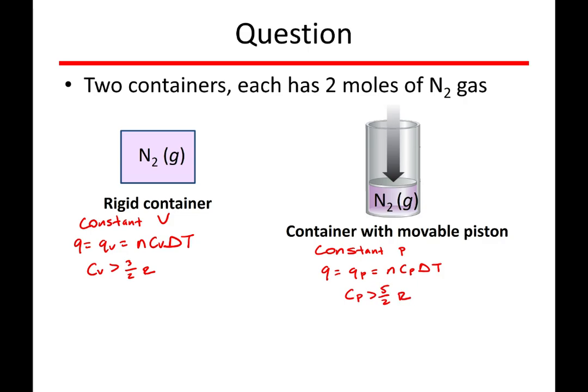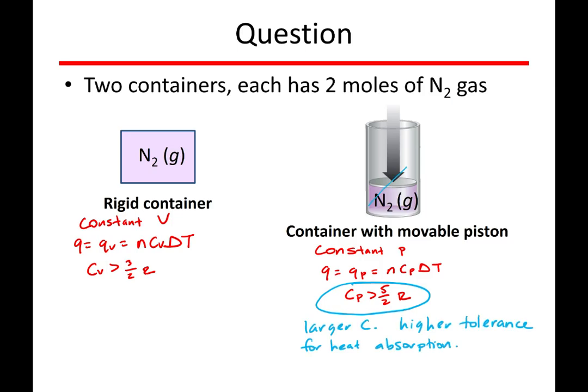Now, remember that heat capacity represents the tolerance for heat absorption that something has, right? And the greater the value of heat capacity, the greater the tolerance for heat absorption. So in the case of our gas that's being heated at a constant pressure, we have a larger heat capacity value and a higher tolerance for heat absorption. And so what we can say is that the nitrogen that's in the cylinder with the movable piston should be capable of absorbing more heat. This can absorb more heat. That's one way you can determine this, just from looking at and analyzing the equations and the numbers.